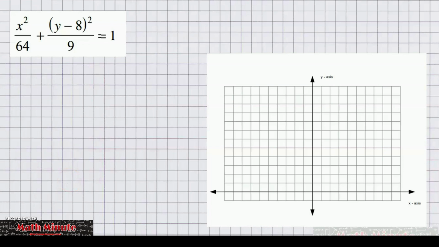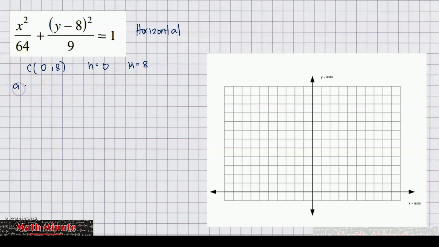For your fifth example, what we have here is x squared over 64 plus quantity y minus 8 squared over 9 is equal to 1. So in here, we know that this will be a horizontal ellipse since the highest denominator comes with x. And your center here would be 0, positive 8. So meaning h here is 0 and k here is positive 8.